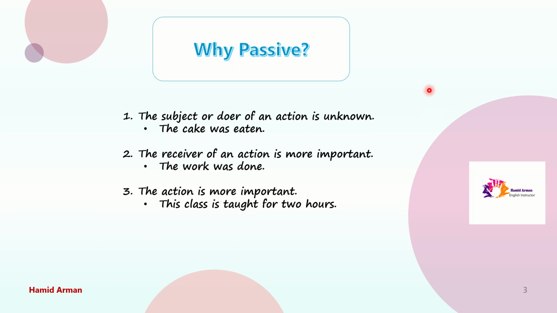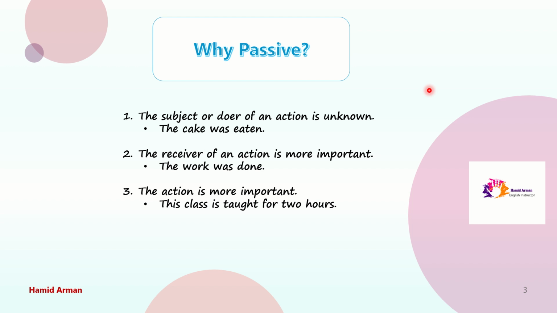Why should we use passive voice? There are many reasons for using passive voice. First and foremost, the doer of an action is unknown. For example, the cake was eaten. By whom? We don't know. What is important? That the cake was eaten. So we use the object as a subject to talk about a sentence where the doer of an action is unknown.